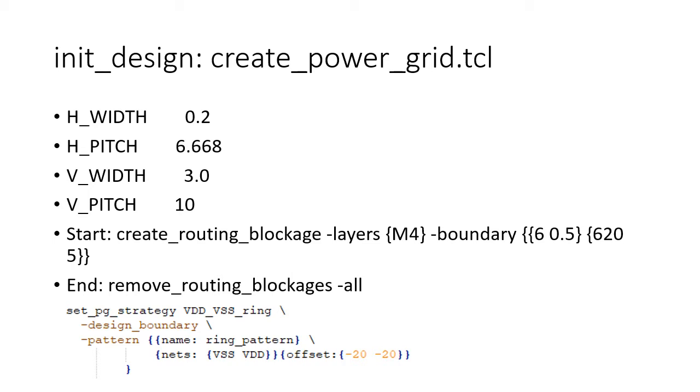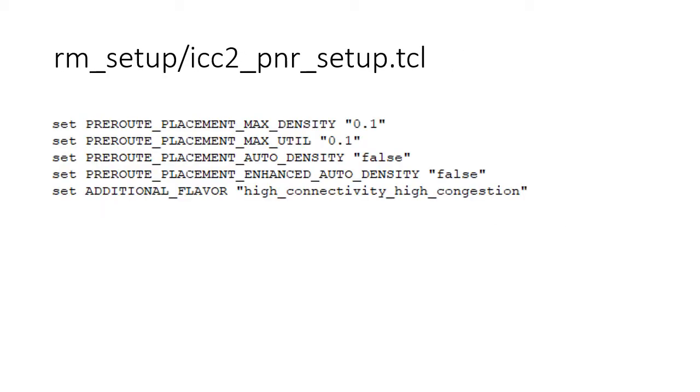These placement blockages were required because the VDD and VSS were getting routed all the way down to the pins, and there was hardly any space for routing. So I removed these routing blockages at the end of the script so that I can route other signals there. The VDD and VSS ring was again shifted upwards by an offset of 20. I use these switches in the ICC2 PNR setup.tcl. I have used 0.1 as max density, and I have used a high connectivity, high congestion flavor.